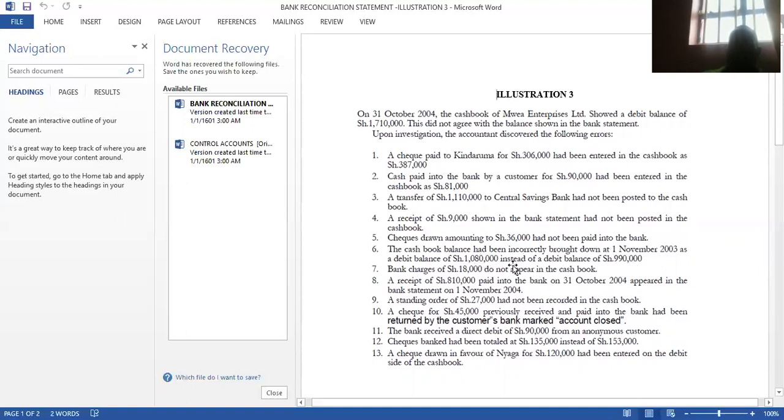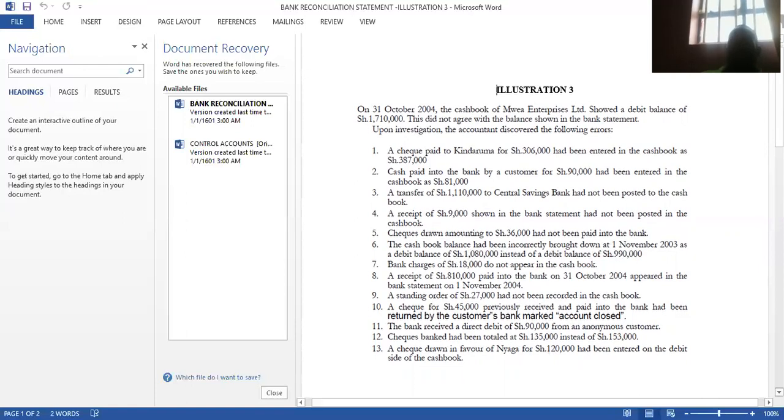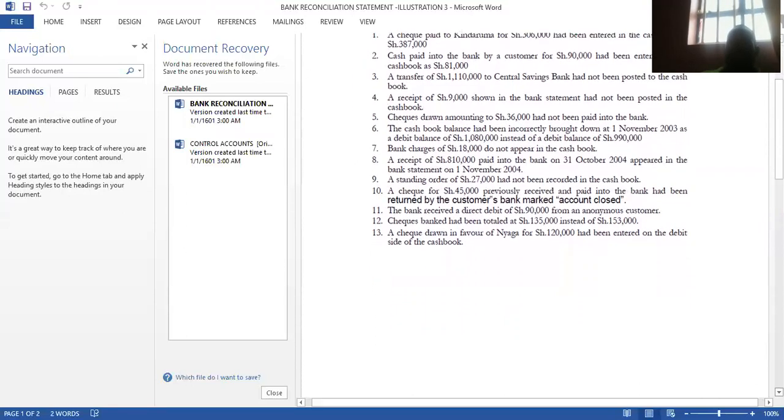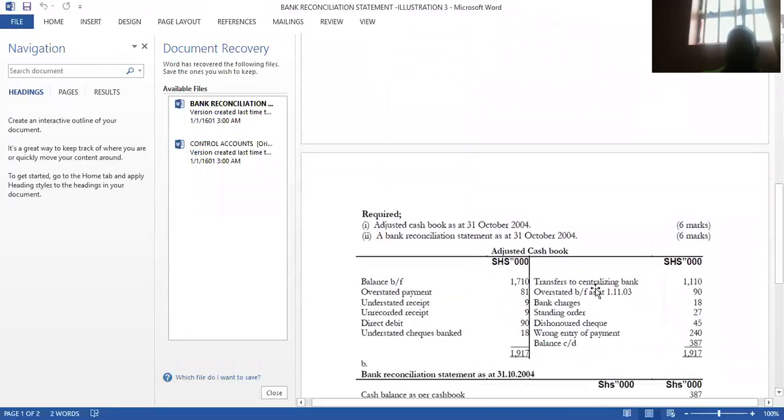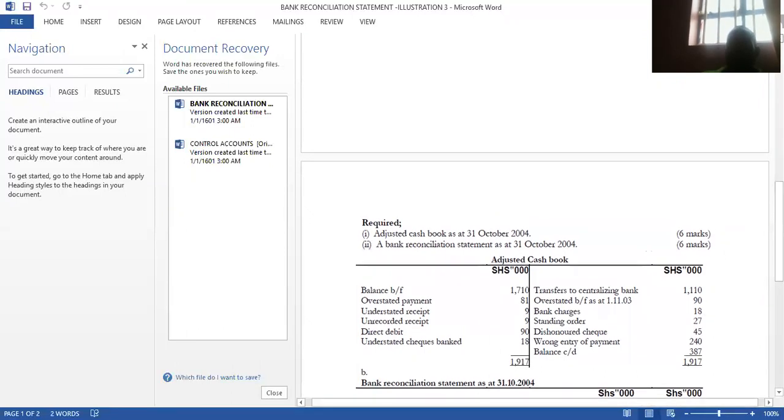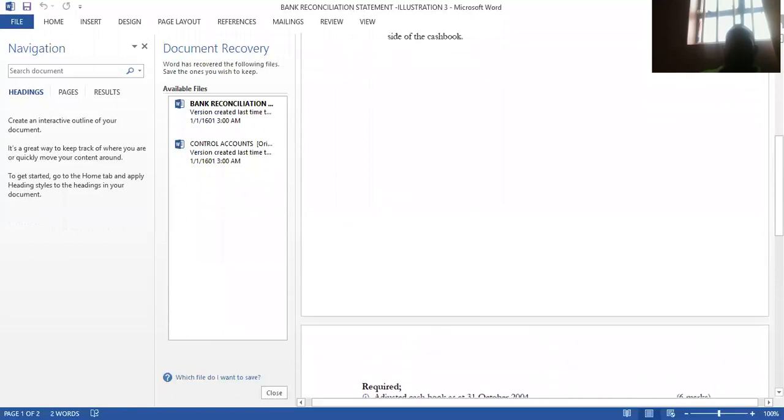So if it was more, remember it was a debit balance. If we recorded more on the debit side than what was actually supposed to be, then we need to minus. Because it was recorded on the debit, we minus by recording the difference on the credit side. So that one should appear in the updated cash book on the credit side as indicated here. Overstated balance brought forward of 90,000, which is the difference between the two figures.